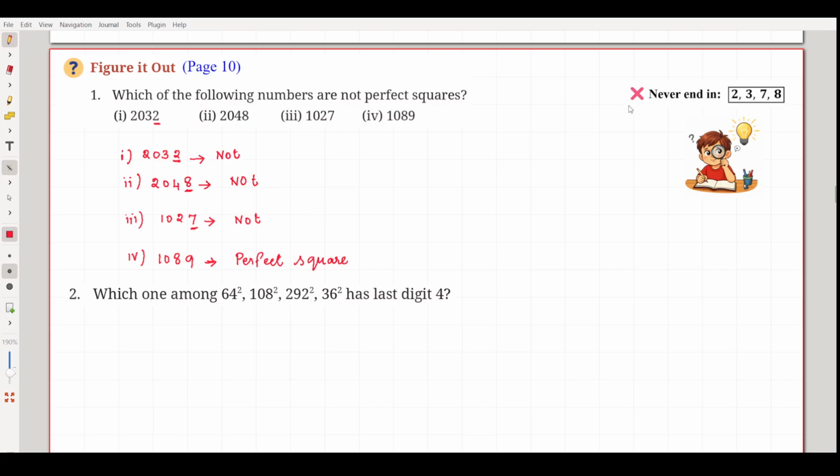So this is the condition: the square number does not end with 2, 3, 7, 8. You can remember this and easily identify.